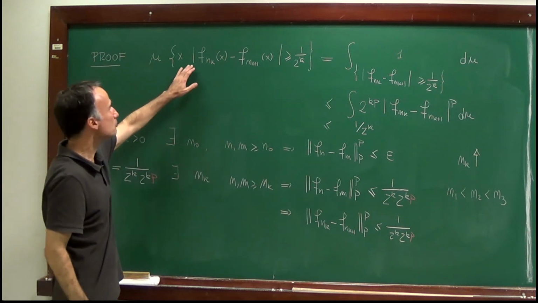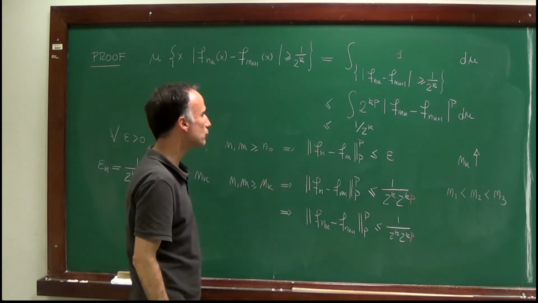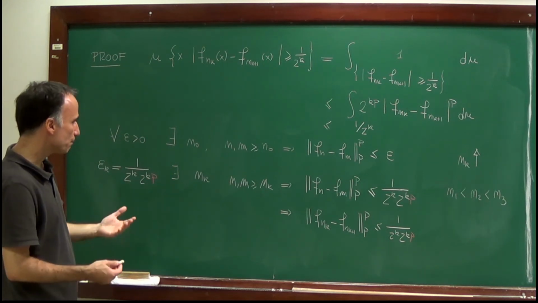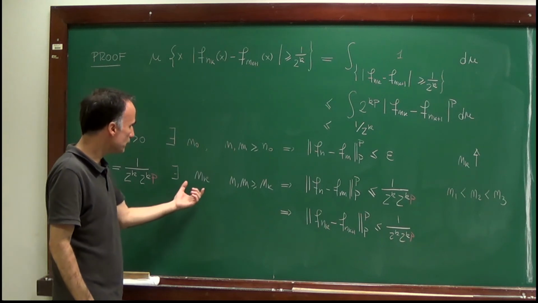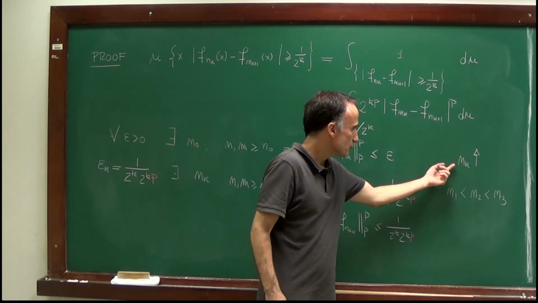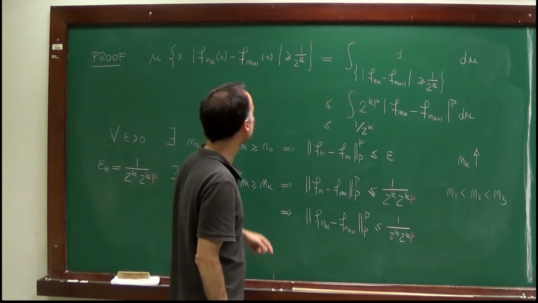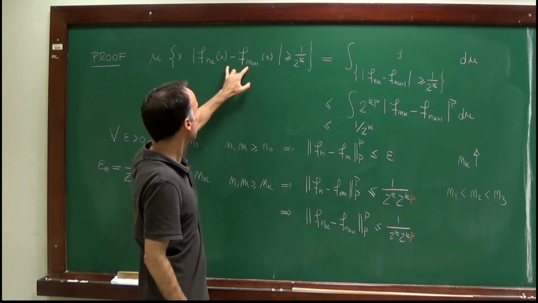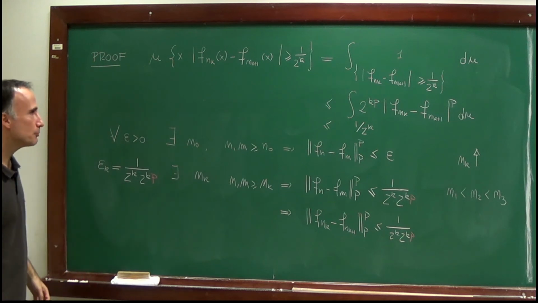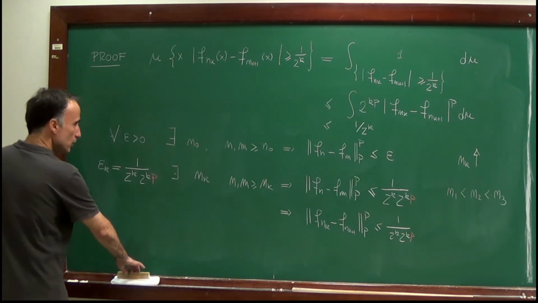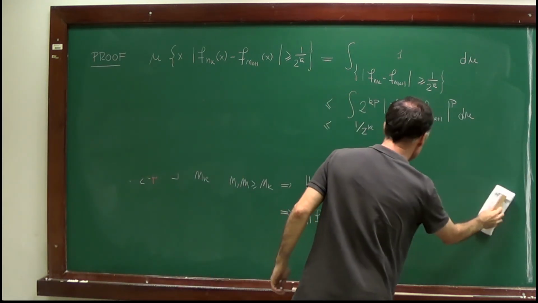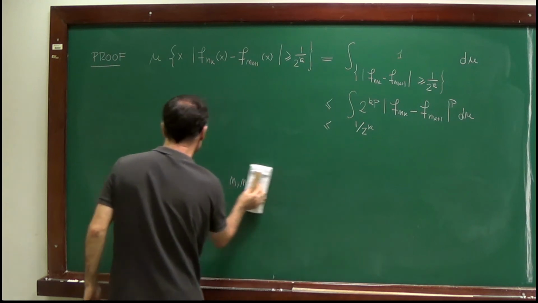I wanted this expression to be bounded by 1 over 2^k, and this is what we proved up to this point. So let me summarize what we did. We construct a sequence n_k, which is a subsequence, strictly increasing, and for which we know that the measure of this set is bounded by 1 divided by 2 to the power k. So now let me erase these lines and continue the proof.